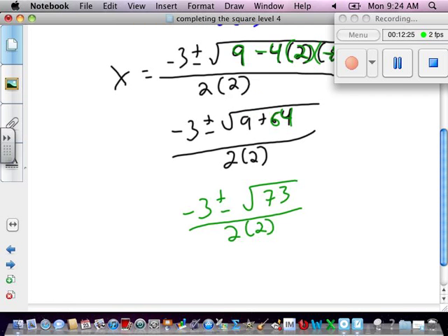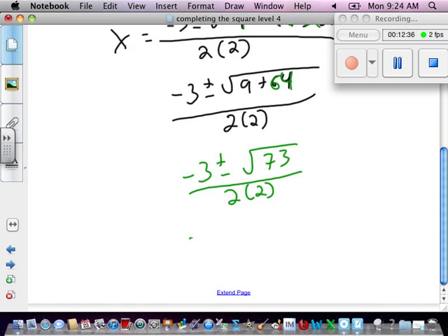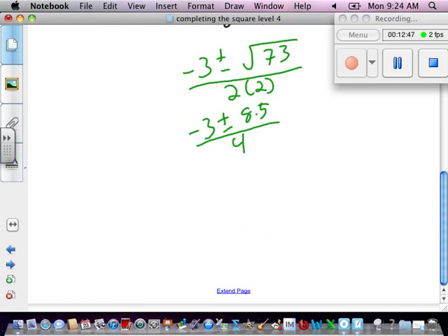I think this might be the time when you need your calculator. If it's a nice perfect square like 49, you wouldn't need it. 8.5. I get 8.5 as well. So I get -3 plus or minus 8.5. What is 2 times 2? 4. Okay, this is when we split it. We've got -3 plus 8.5 over 4, and -3 minus 8.5 over 4.